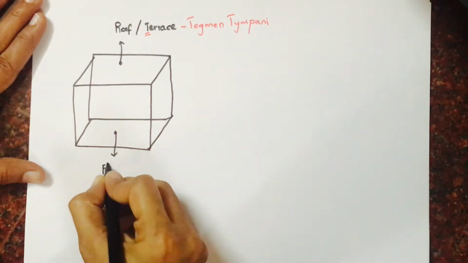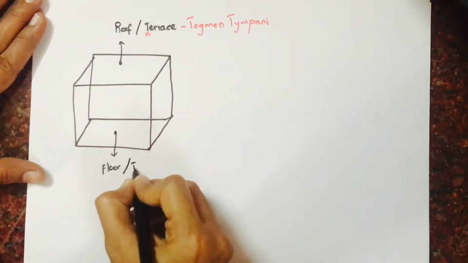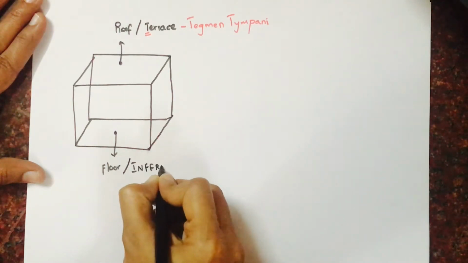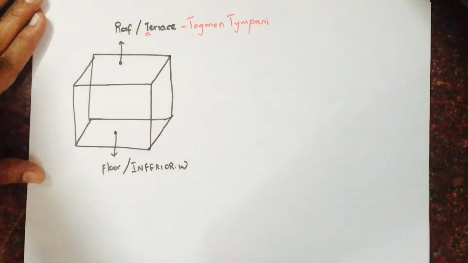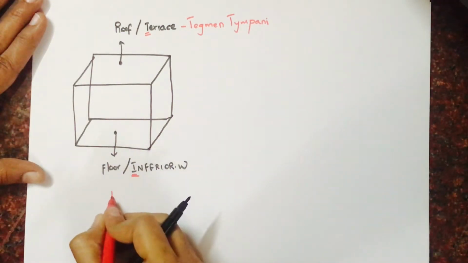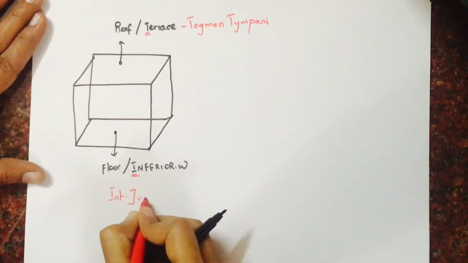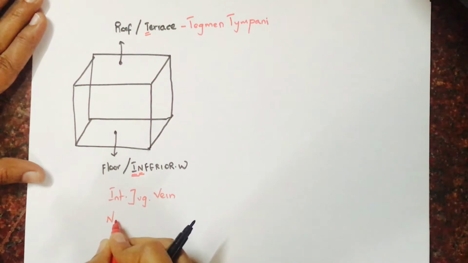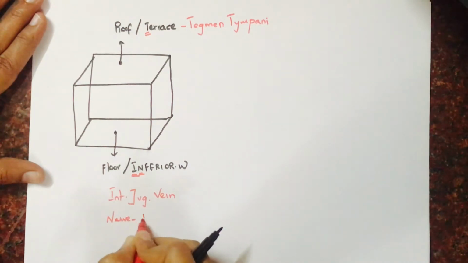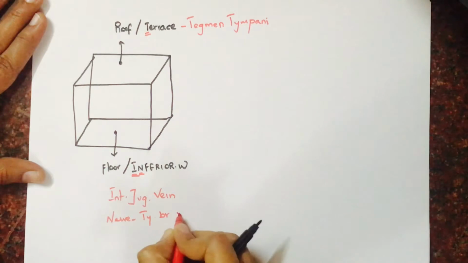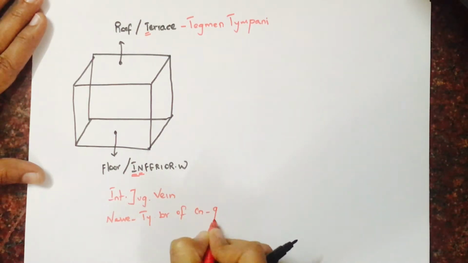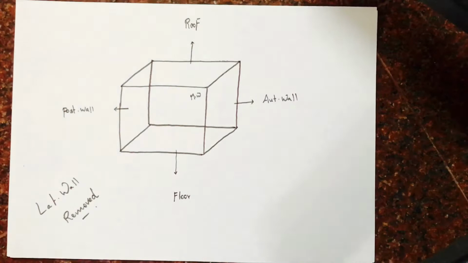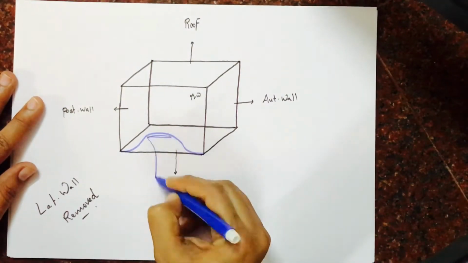Lower surface is floor, also be remembered as inferior surface. So the first letter I stands for internal jugular vein. N stands for a nerve, that is tympanic branch of ninth cranial nerve, which is glossopharyngeal nerve. So these two structures mainly form the floor of middle ear cavity.